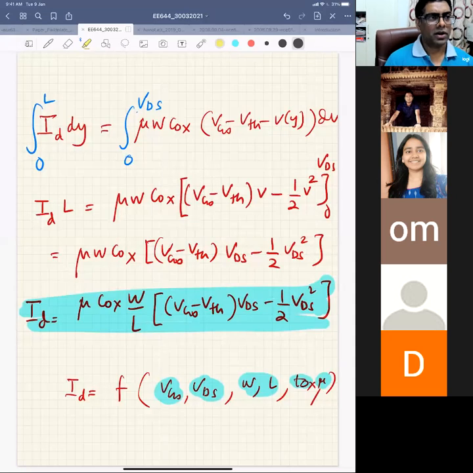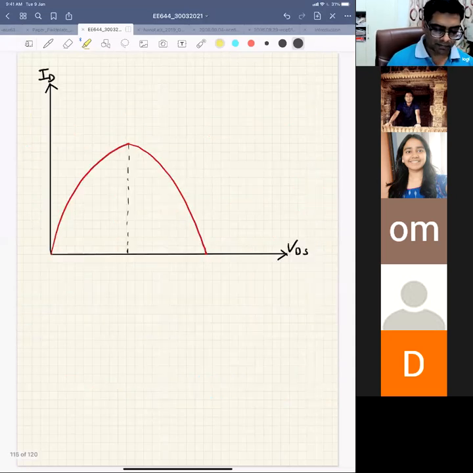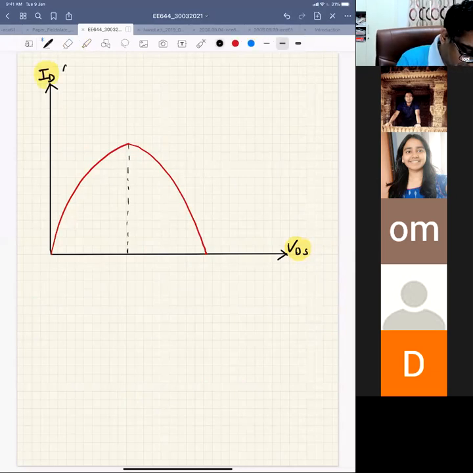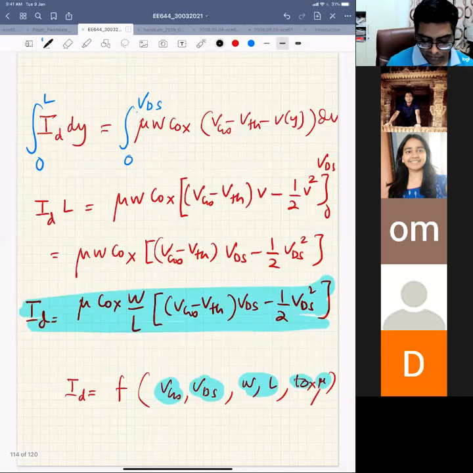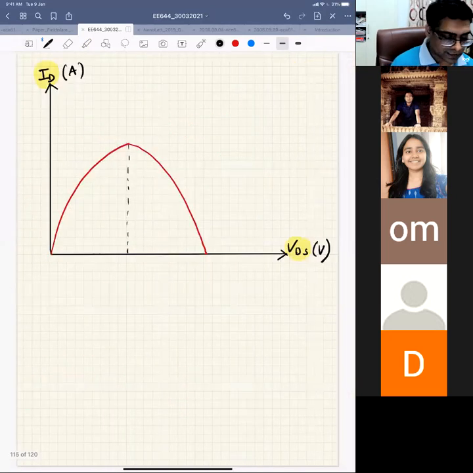Now, if I take this equation and plot it, in the x-axis I have VDS and in the y-axis I have ID, the drain current. This is ampere, this is volt. You see, this is a parabolic curve. If I plot it, the shape will be like this.